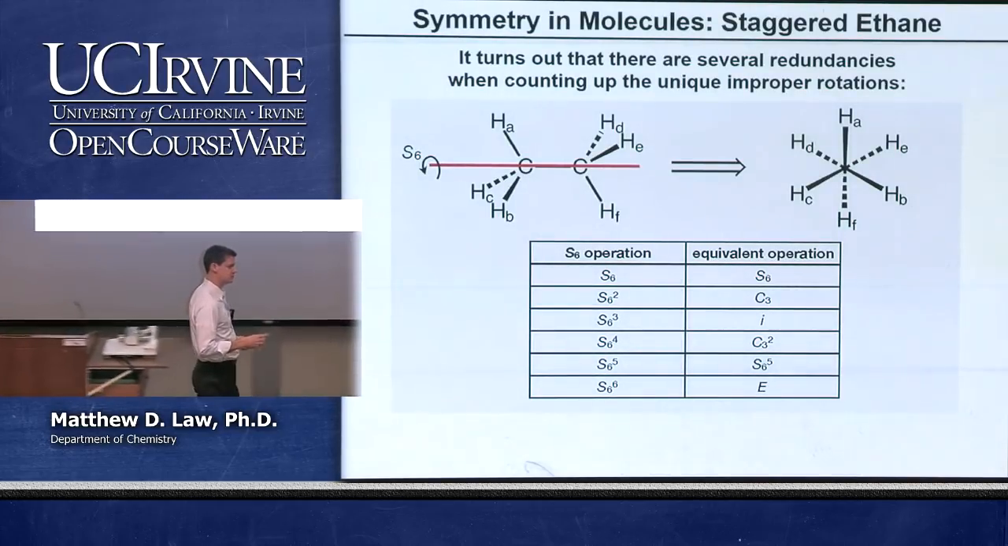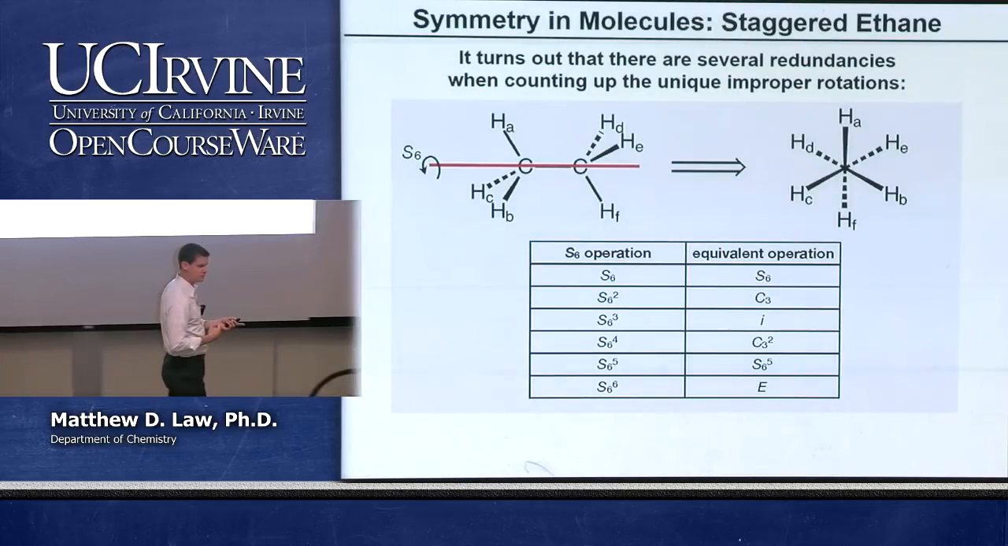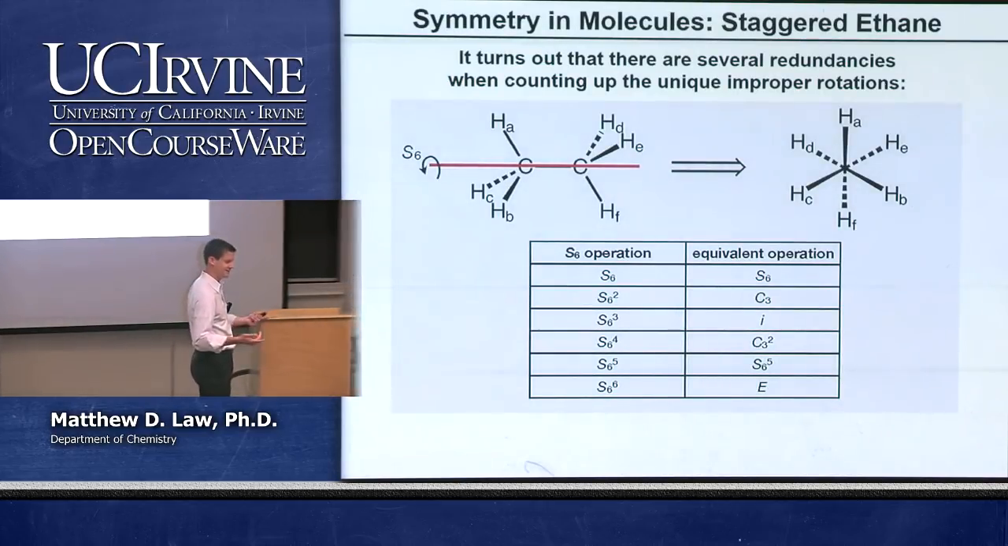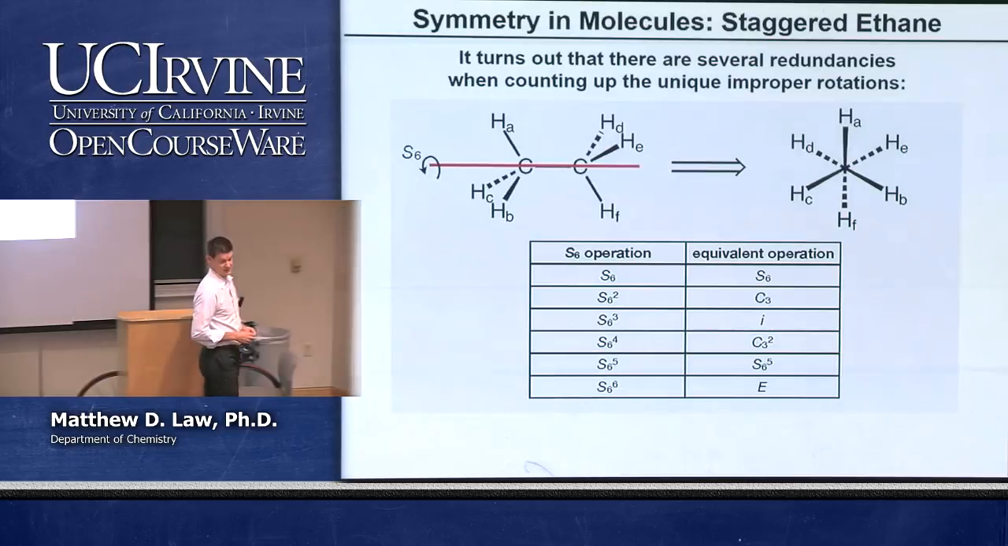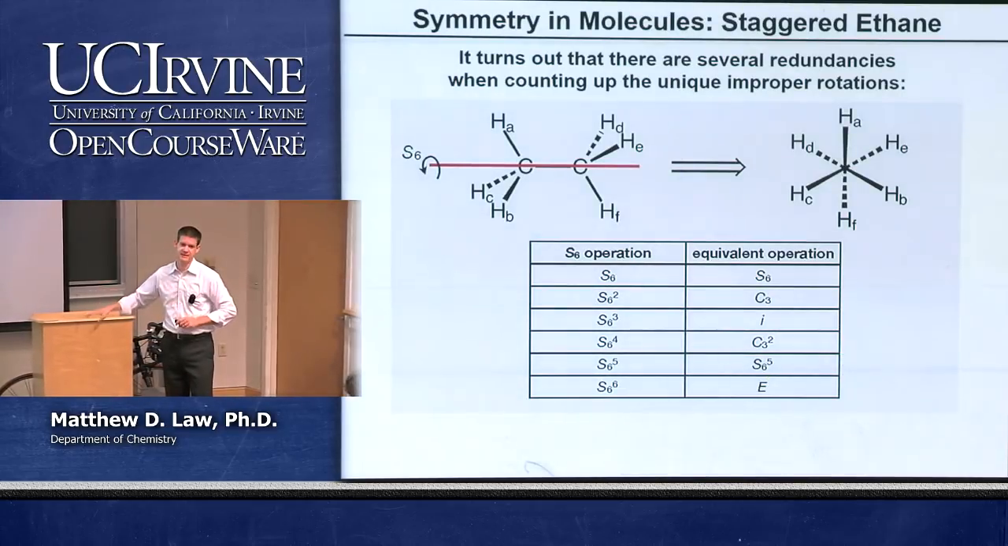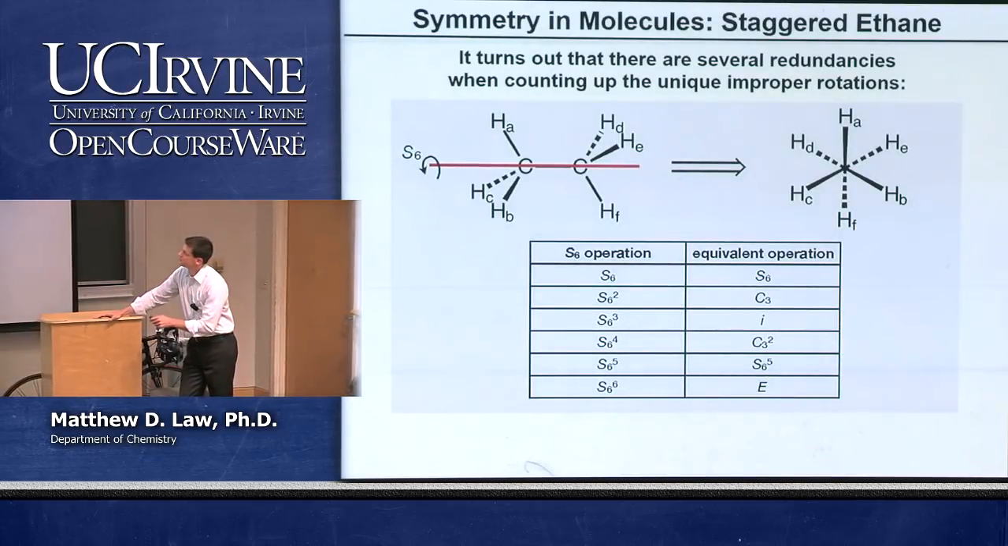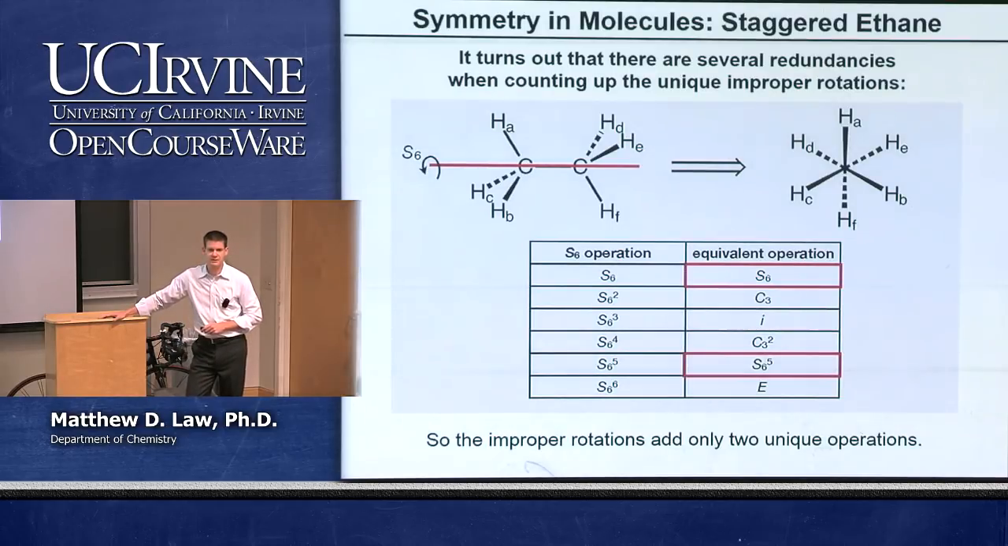Okay? We do a 300-degree rotation, and then we reflect. Okay? That's a unique result. And if we do it 6 times, that's just identity. We already know that. And so the unique additions to our list are just 2, right? Of the 6 S6s, only doing it once and doing it 5 times gives us a unique new operation that we need to add to our list. Okay?